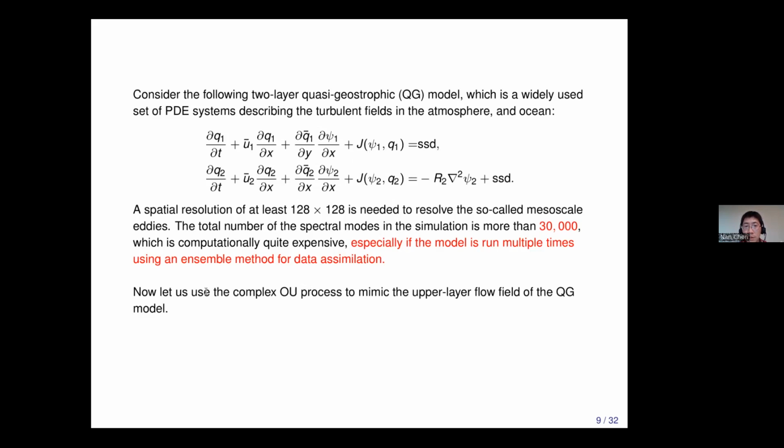So now we try to see if we can use this complex OU process to mimic the features of the upper layer flow field of this QG model. Essentially, we run this model once to generate a time series of the upper layer. Then we use four statistics for each Fourier mode to determine the coefficients of each OU process. Then let's see what we can get.